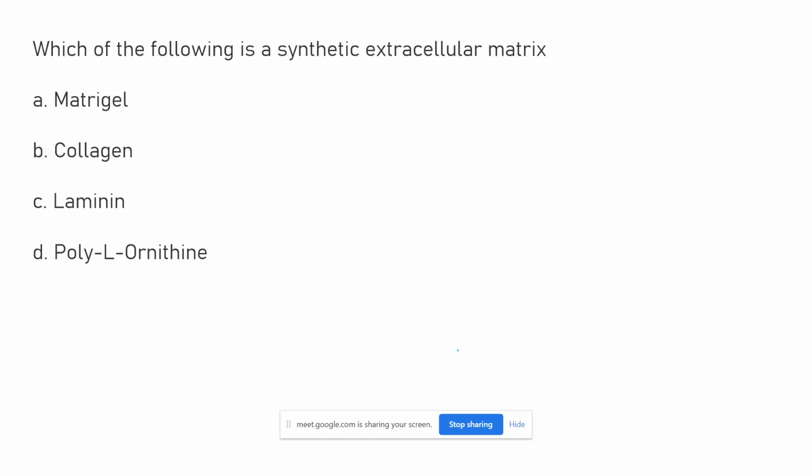The next question is, which of the following is a synthetic extracellular matrix? There are four options: matrigel, collagen, laminin, or poly-L ornithine. If someone knows the answer, they can mention it in the chat box. This has also been discussed extensively in one of the week 4 lectures. I think it's the first lecture by Manak sir.